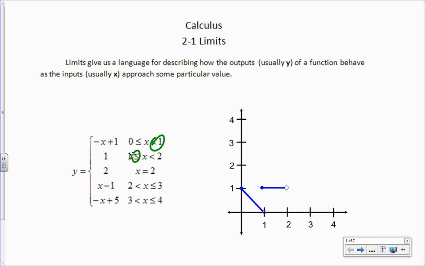And then this one's kind of the weird one. It's saying whenever x is 2, y is 2. That's just a point. x is 2, y is 2, right? The next one, again, is a line from 2 to 3. So it does that. And then the last one does that.